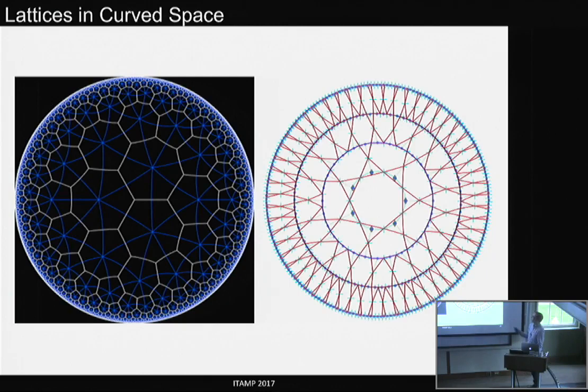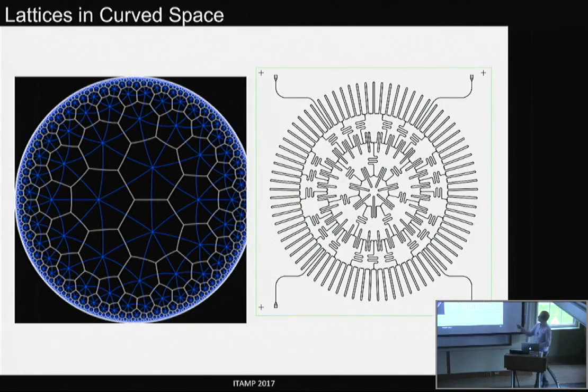You can now go from this pretty picture to this version, which is laid out with circuits. This is a cavity version of it. You can see a central heptagon and then heptagons radiating out. You have to be a little bit careful to keep all of the lengths of these things constant so that you don't introduce disorder, but we can build these n-gon lattices essentially in curved space and start to ask what happens.